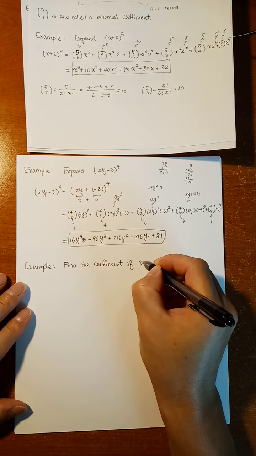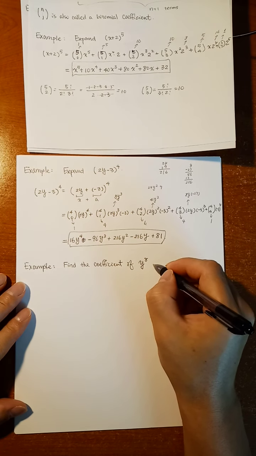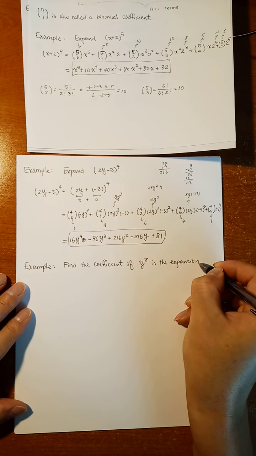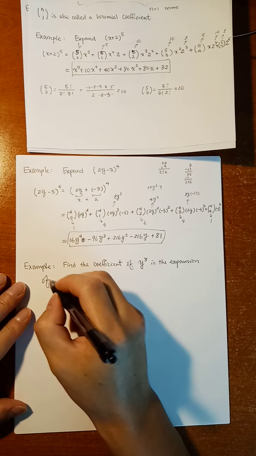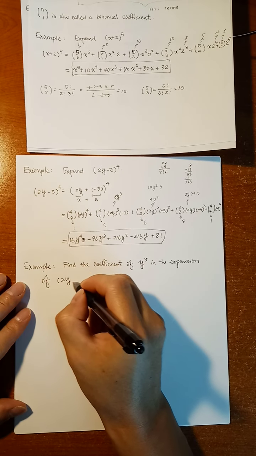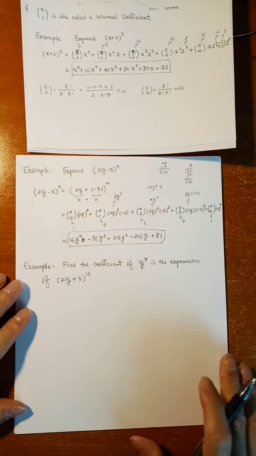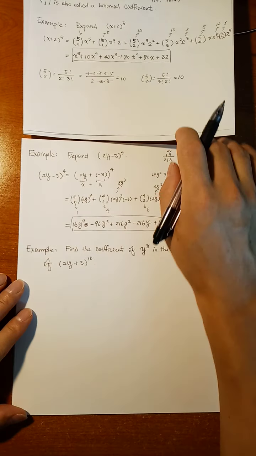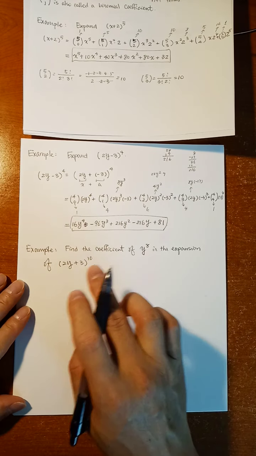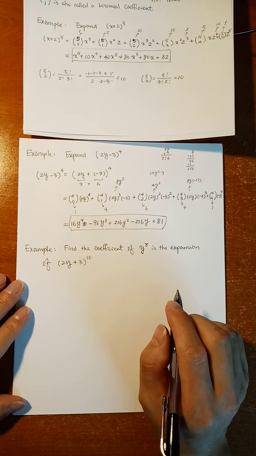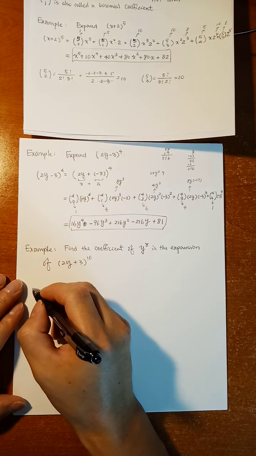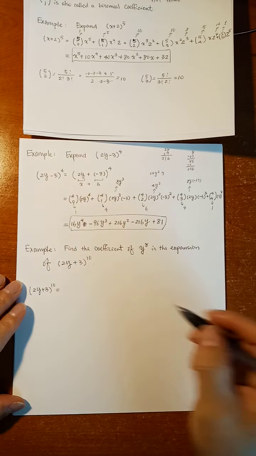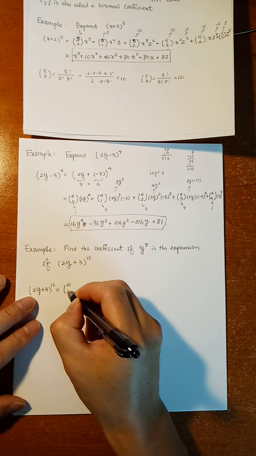of y to the 8th power in the expansion of 2y plus 3 to the 10th power. Okay, so we don't want to expand the whole thing. The whole thing is too long. There are 11 terms. We don't want to expand it. We just want the coefficient of y to the 8th power. What is the strategy to do it? You see, first, 10 choose 0.